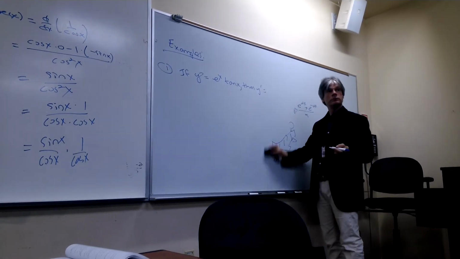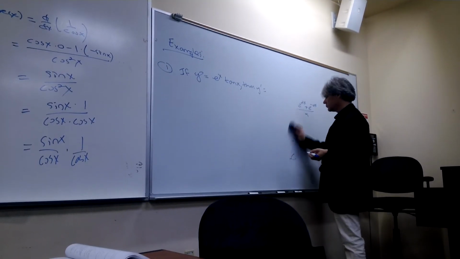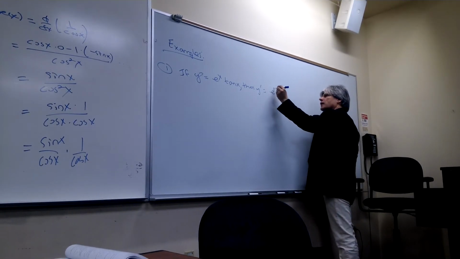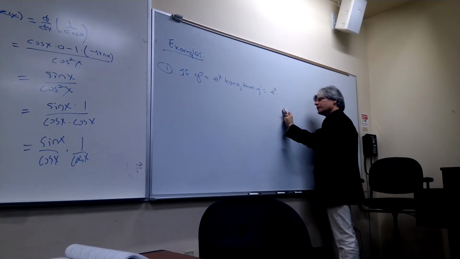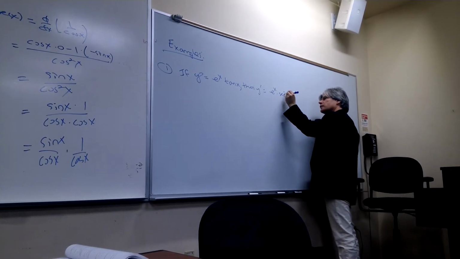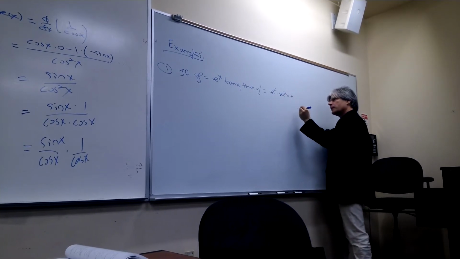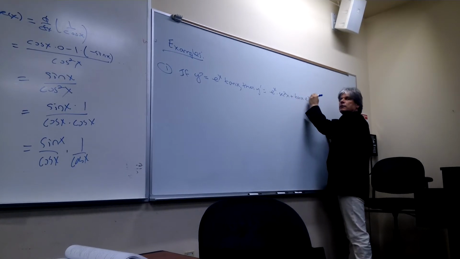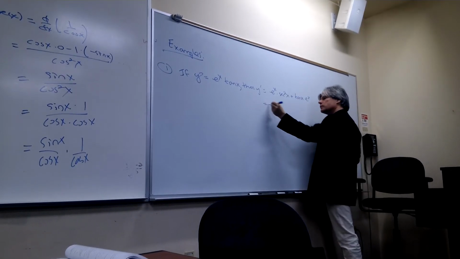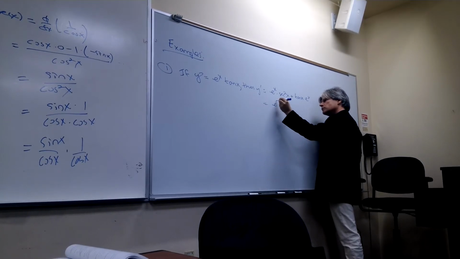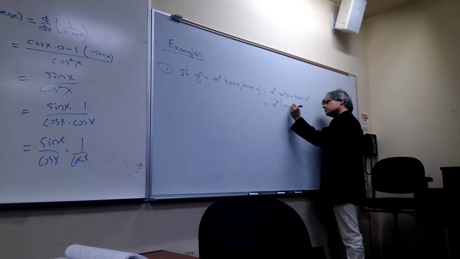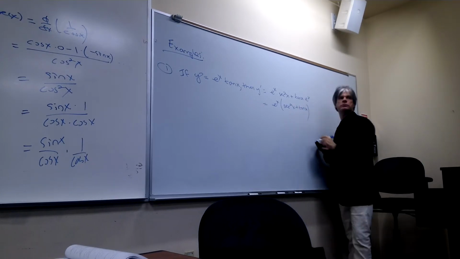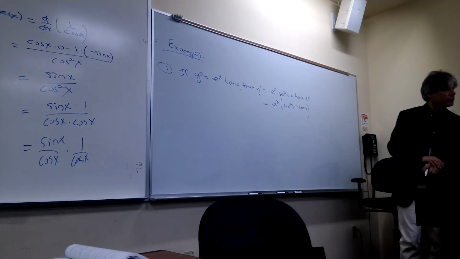Anybody? Anybody at all? e to the x times the derivative of secant, so e to the x times secant squared x, plus the tangent of x times the derivative of e to the x. Or maybe more concisely, e to the x times secant squared x plus tan x.